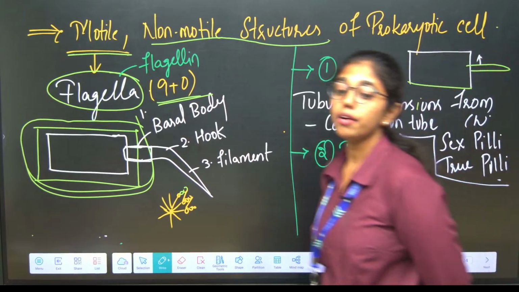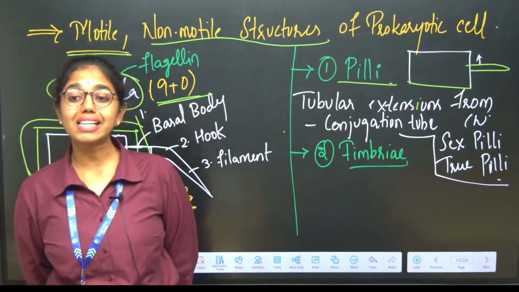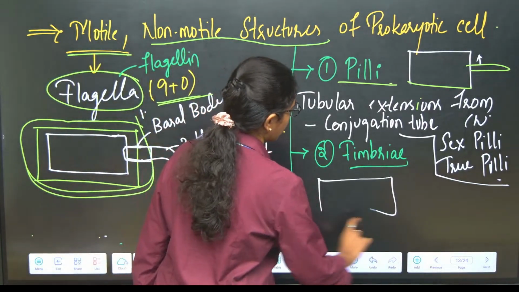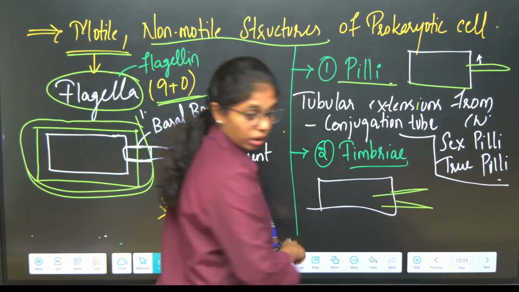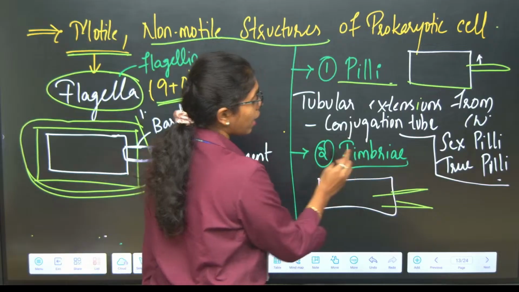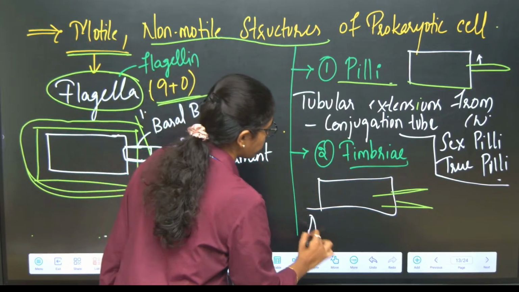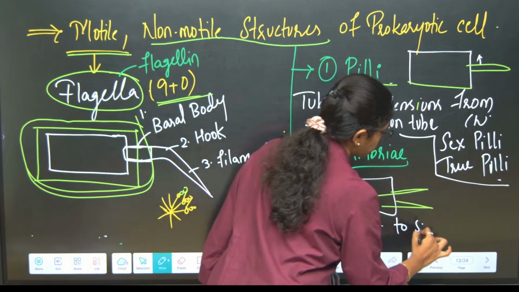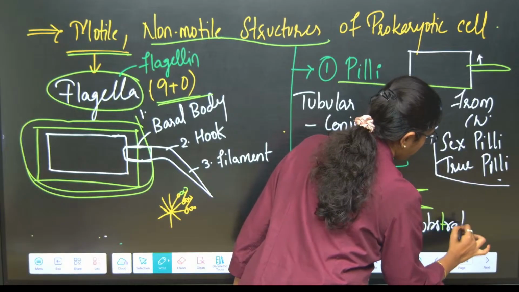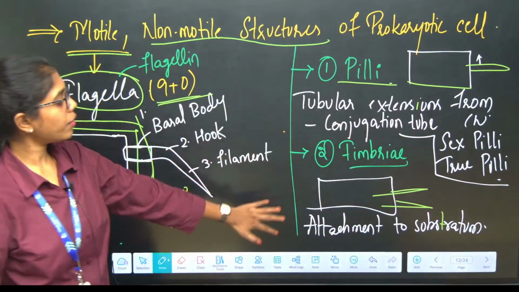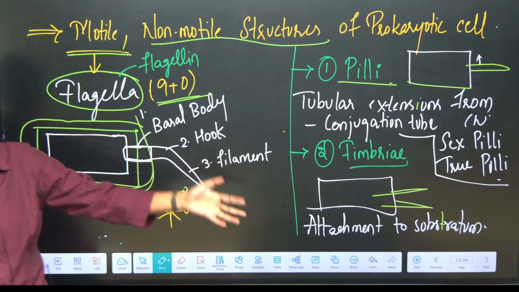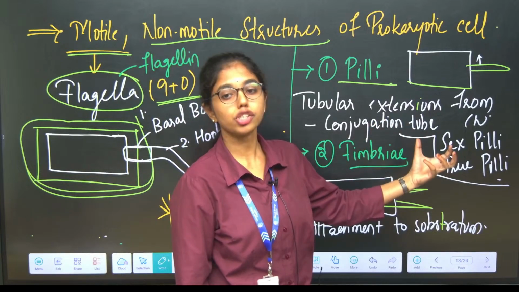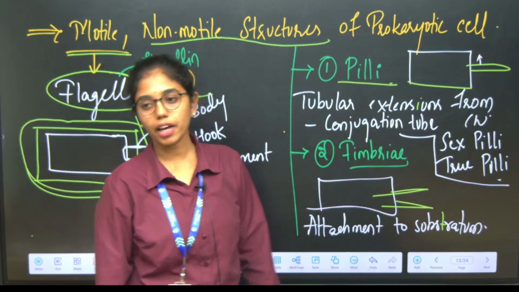And then we have fimbriae. Fimbriae are bristle-like structures sprouting out of the cell wall. Their main function is attachment to the substratum. So both pili and fimbriae aid in the attachment of bacteria to the substratum. Additionally, pili are also helpful as a conjugation tube, so they are called true pili or sex pili.